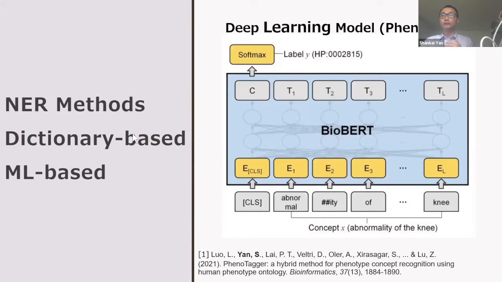But in machine-learning-based methods, it will be a little bit different. This is a deep learning model that was proposed in our group this year. These methods use BioBERT, which is a pre-trained BERT model. BERT is a language model from Google. So you may find the papers online about BERT.